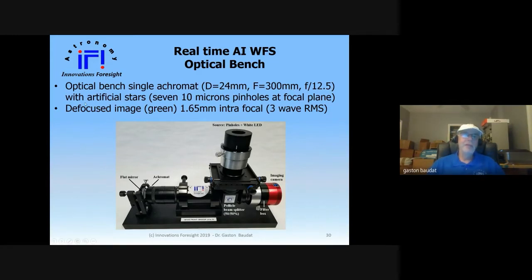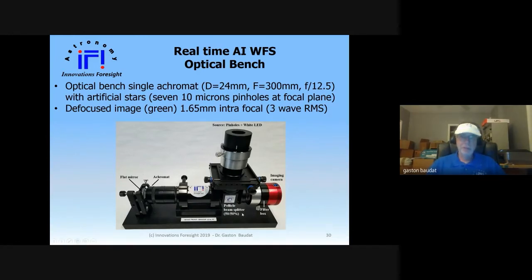And I actually have artificial stars, more than one. And I'll tell you why: the nice thing with this technique is that you can do on-axis and off-axis analysis at the same time. So I actually use 7 pinholes of 10 microns to simulate stars, and I defocus them.